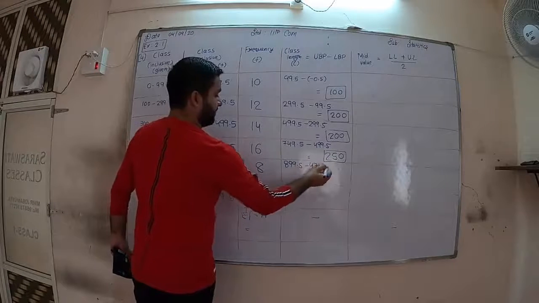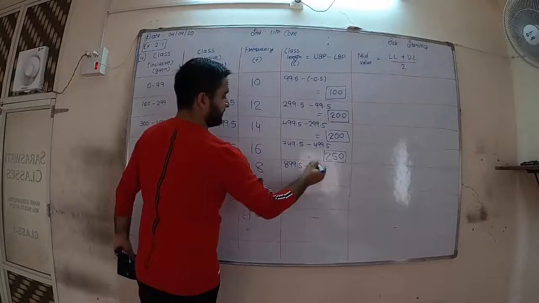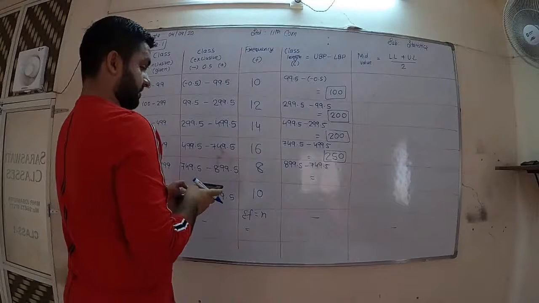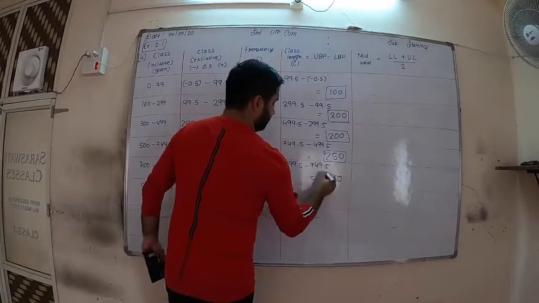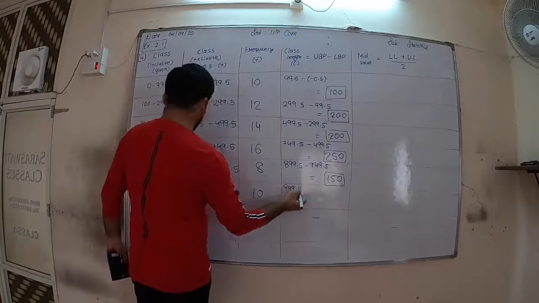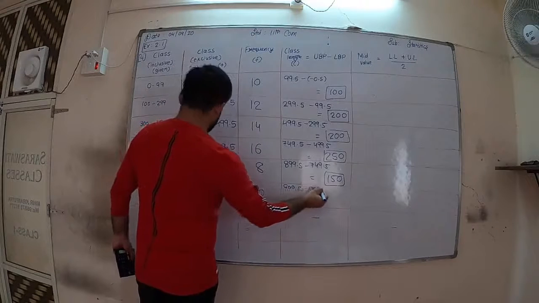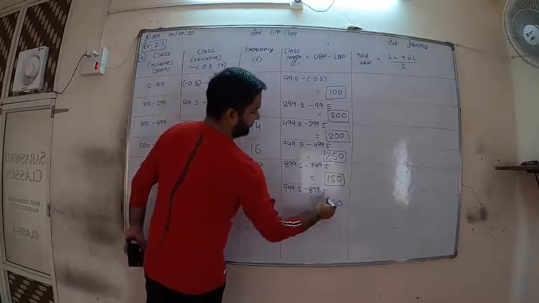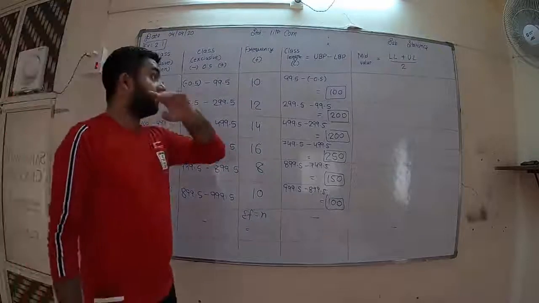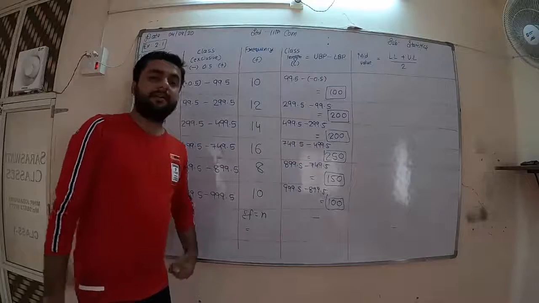899.5 minus 749.5 is 150. Last, 999.5 minus 899.5, which will be 100. So friends, our half sum is completed, class length column is completed.